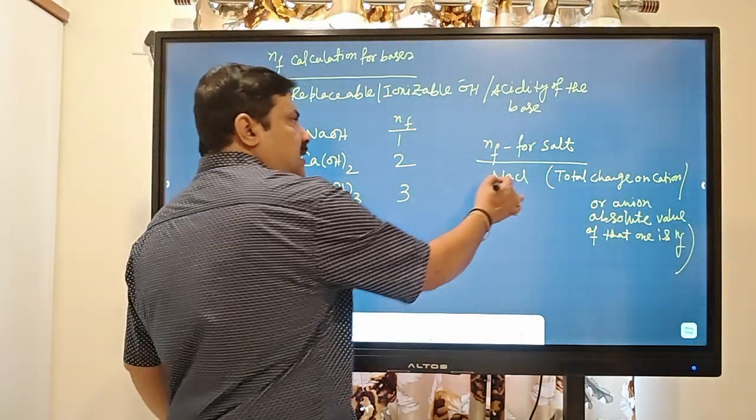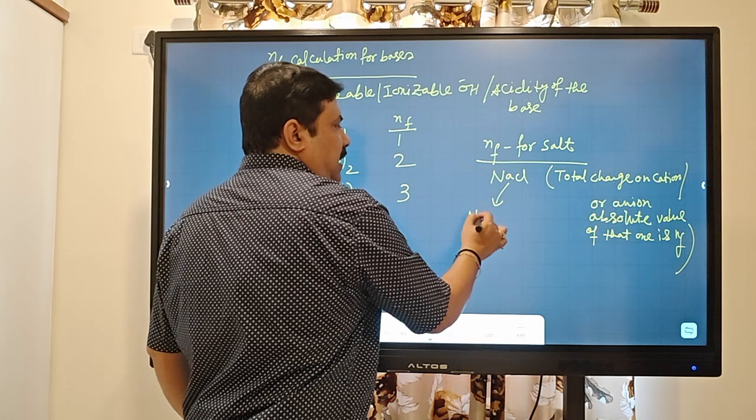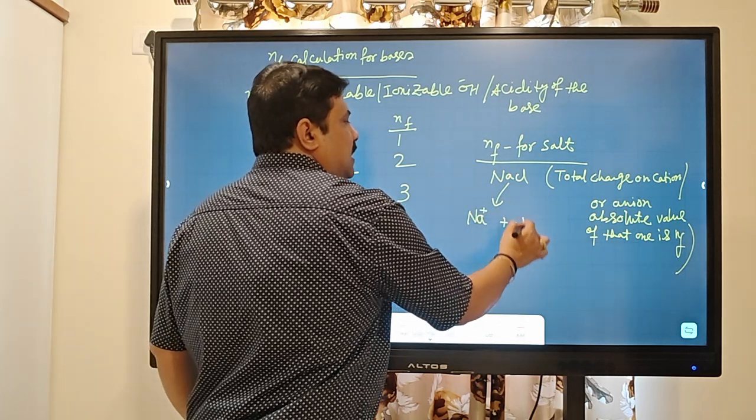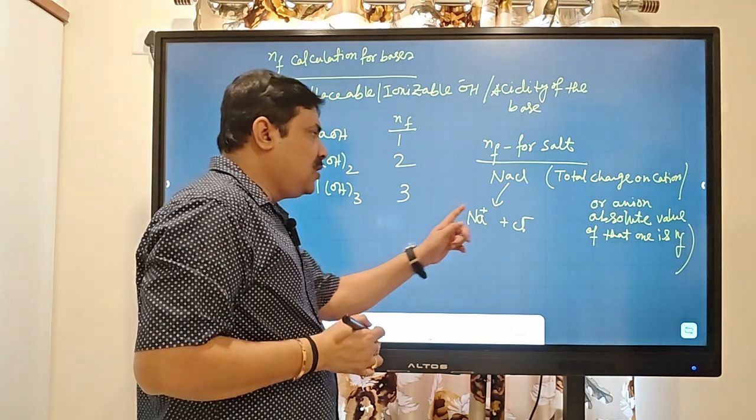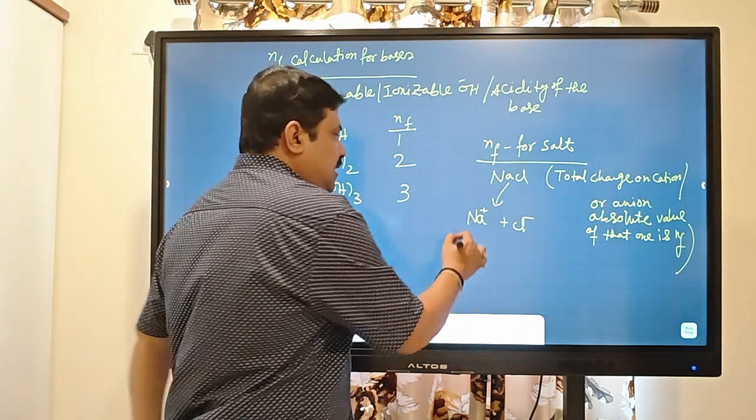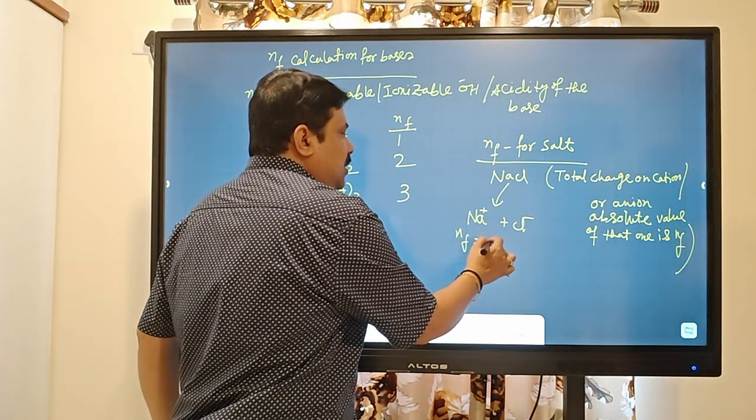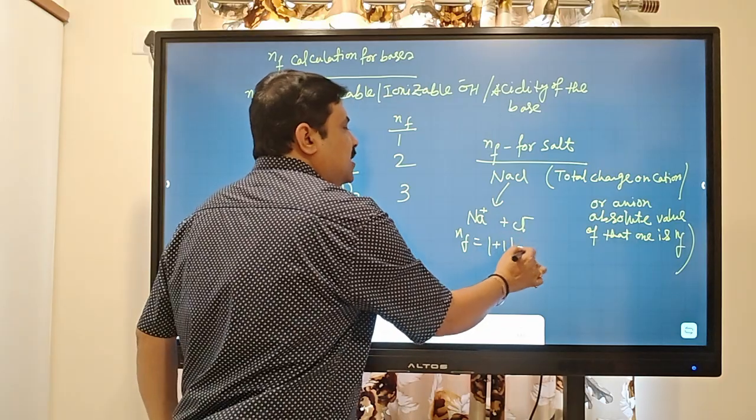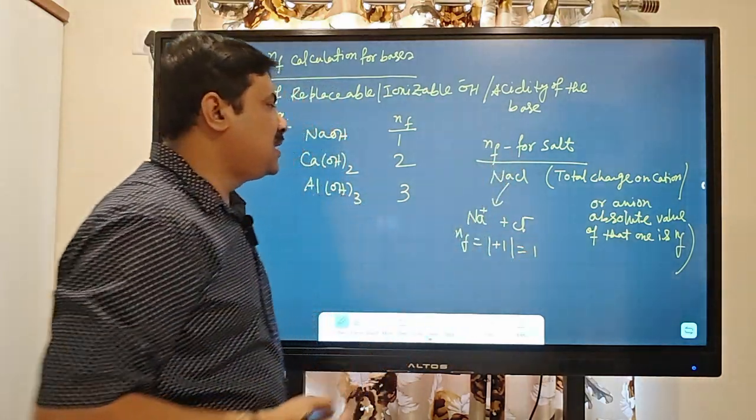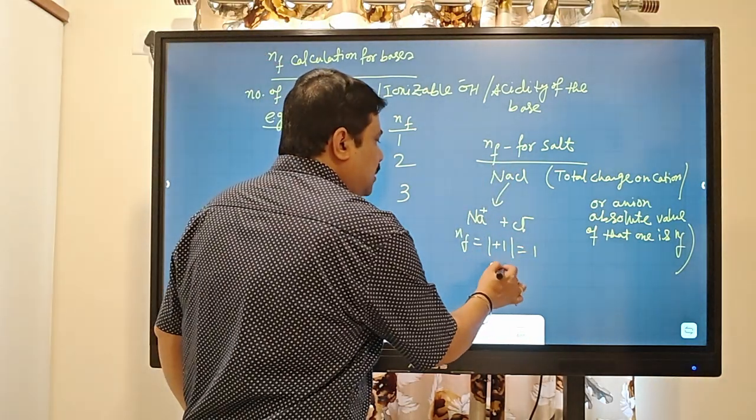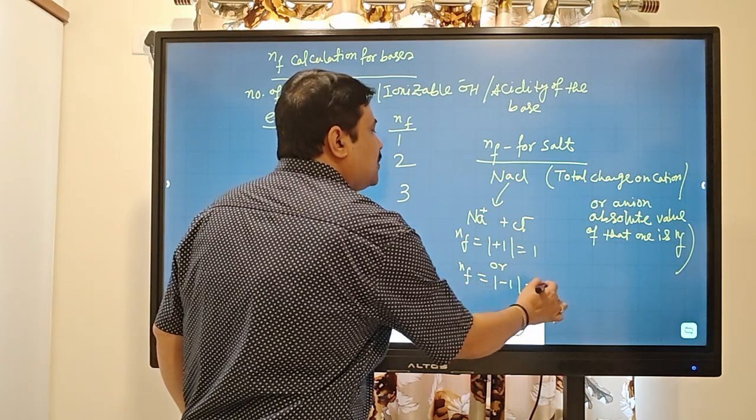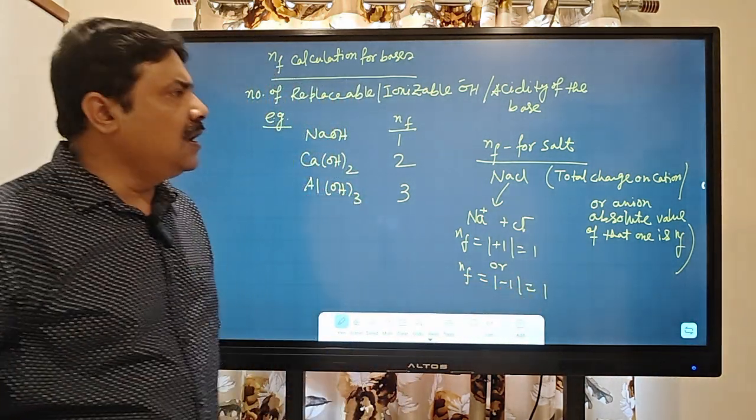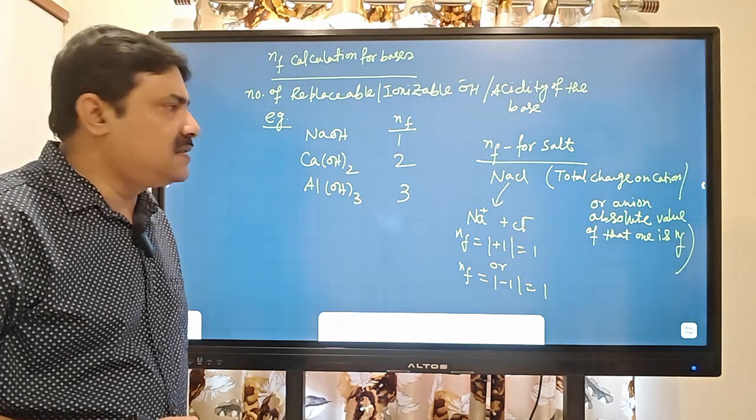Now take NaCl. How will it be ionized? Na plus and Cl minus. If I consider the cation, Na plus, how much total charge is there? 1 unit of charge. Then the N factor equals the mod of plus 1, which is 1. So the N factor equals 1. If I calculate for the anion, mod of minus 1 equals 1. That means we need to consider the total charge of either the cation or the anion.